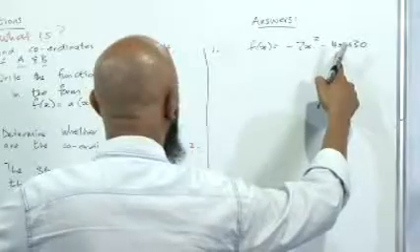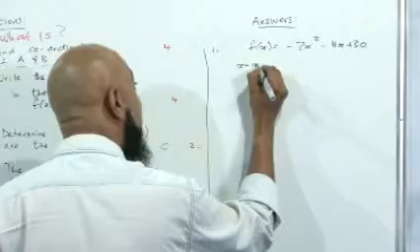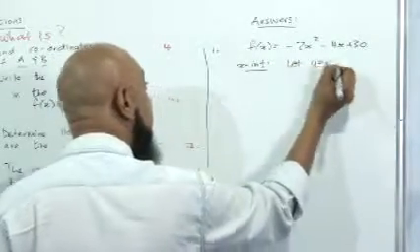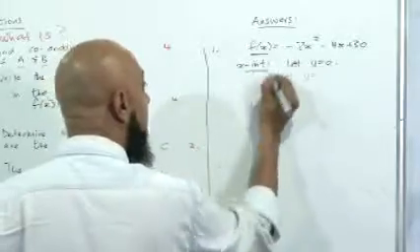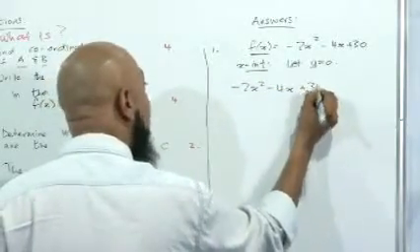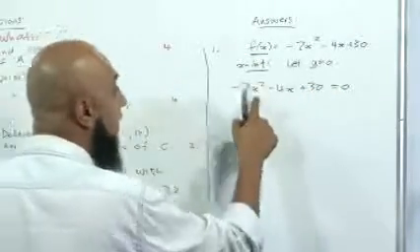So f of x is equal to minus 2x squared minus 4x plus 30. We need to find the x-intercepts. To find our x-intercepts, what do we say? We say let y equal to 0. So that must equal to 0. So what do I have? Minus 2x squared minus 4x plus 30 is equal to 0. Instead of f of x, we're now going to put 0. We now need to solve for x.